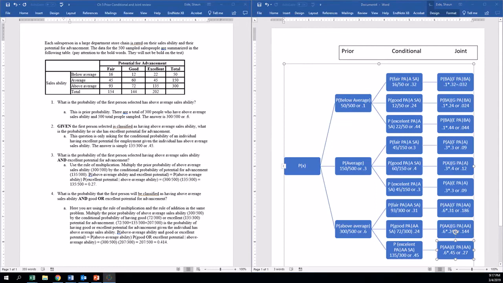Over how to complete the prior, conditional, and joint review. Okay, so let's take a look at this first.